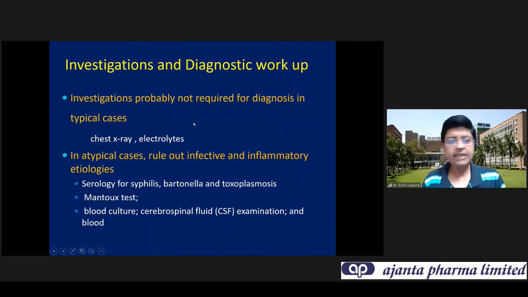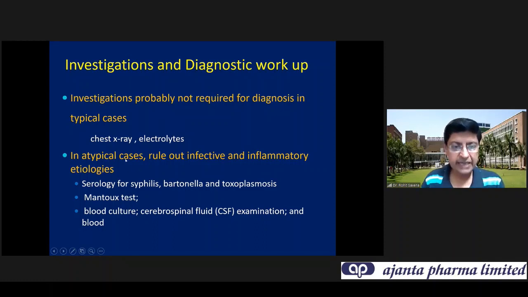So if it is a typical presentation, you probably do not require any investigations for diagnosis per se, initially, especially to start treatment. So essentially at our center, we would start with doing a chest X-ray and electrolytes so that we can start the IV methylprednisolone, which we are understanding is now becoming an important intervention. Especially, it is important for us to diagnose and treat early.